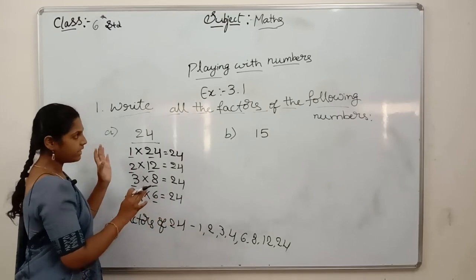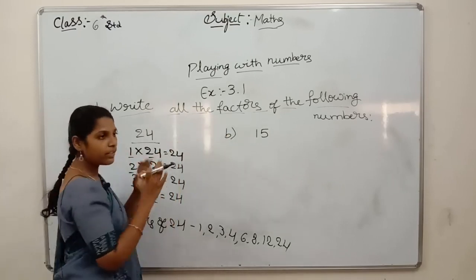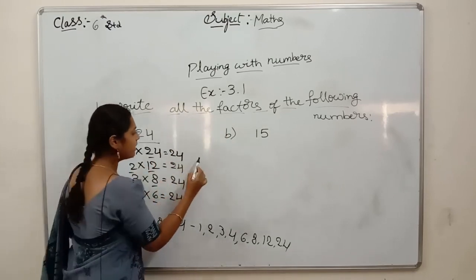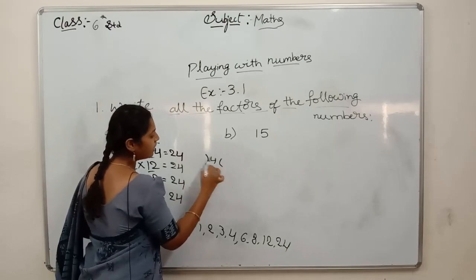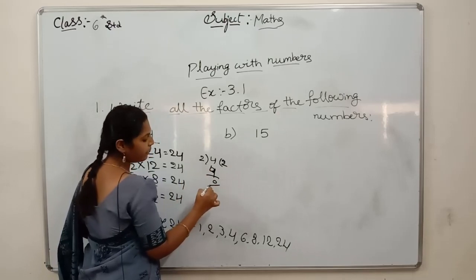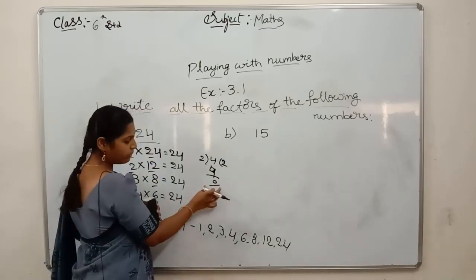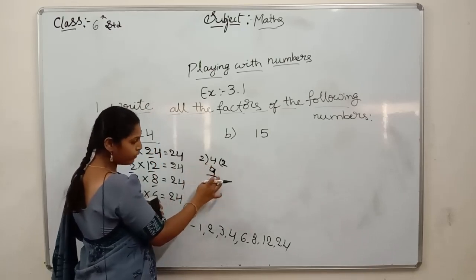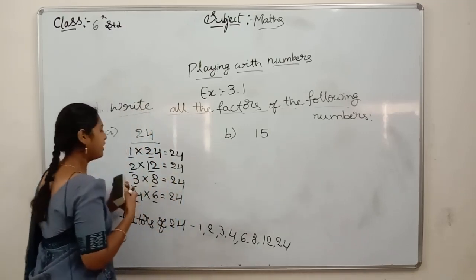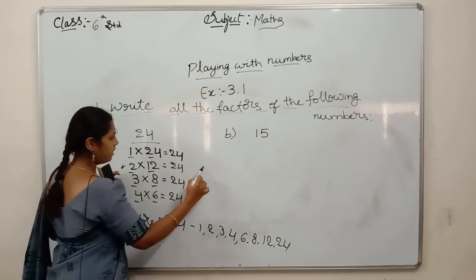Once again I'll repeat it. By the definition, a factor of a number is one which exactly divides the given number. See what I said in that example: 2 2s are 4, and if we get 0 in the remainder place, then 2 exactly divides 4, so 2 is a factor of 4. Okay, already we have written this. Once again we'll check.